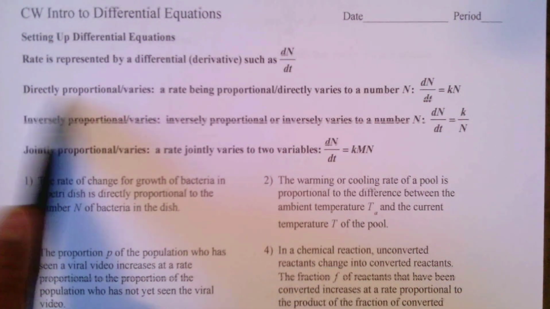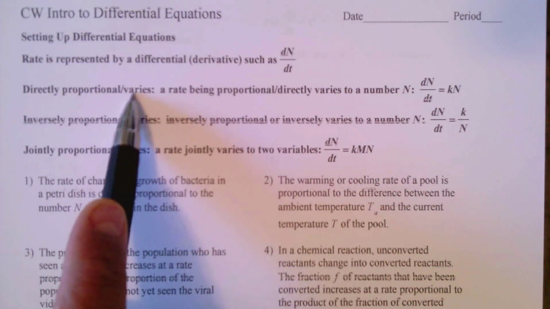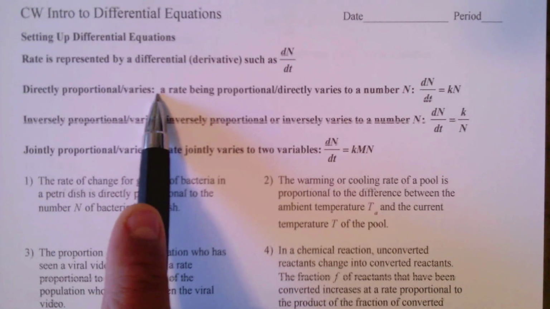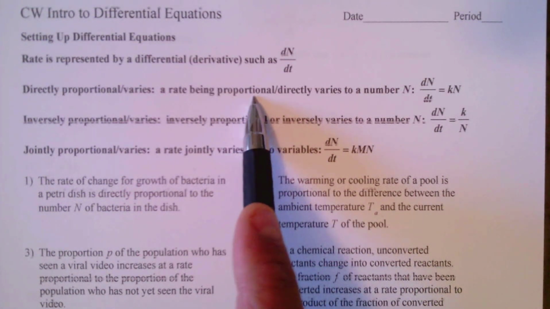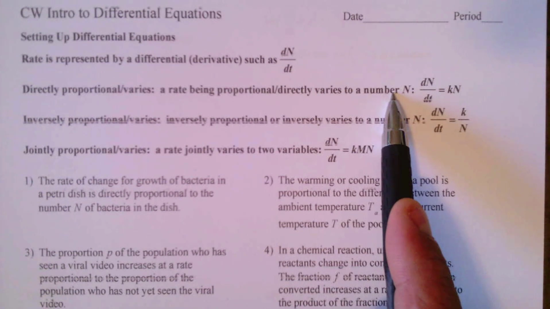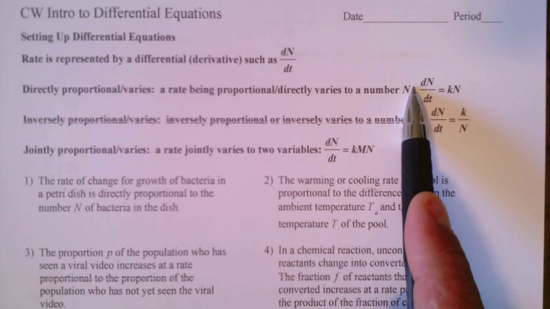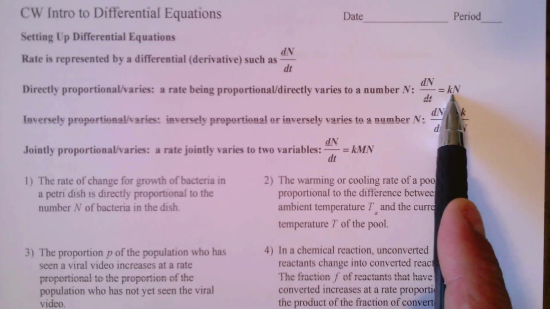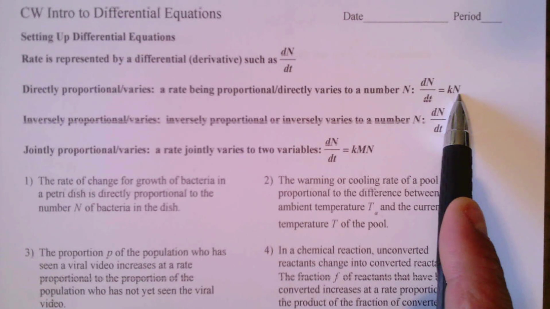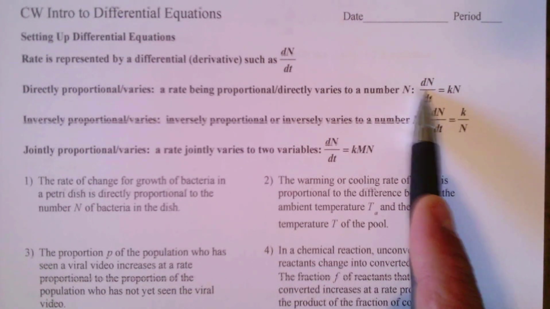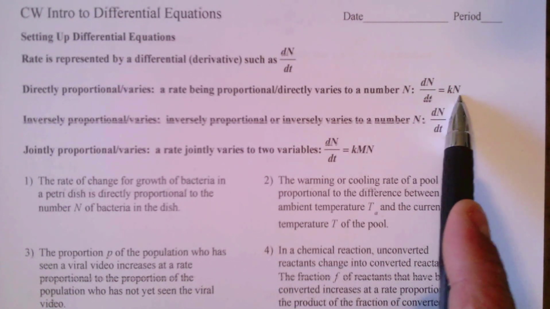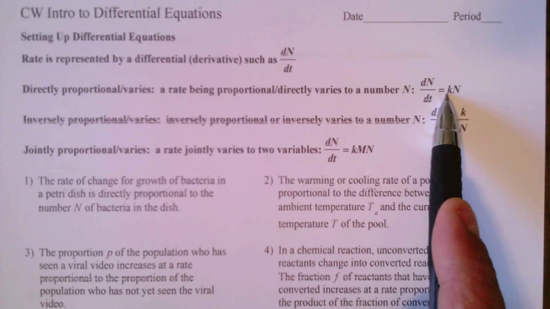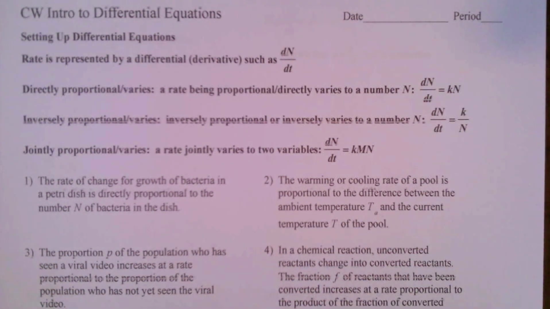If something says directly proportional or directly varies, such as a rate being directly proportional to some number, then we're going to have the rate on one side, and to write a direct proportion, it's k times whatever the variable is, in this case N. So the rate equals k times N. K is going to be some constant, but we're just going to write it as a k.